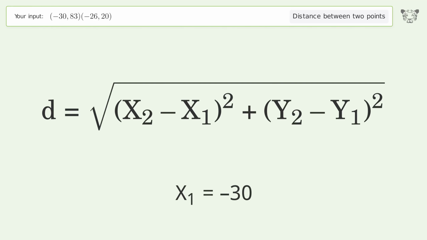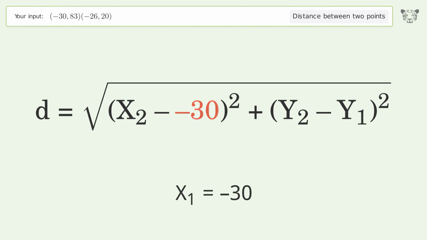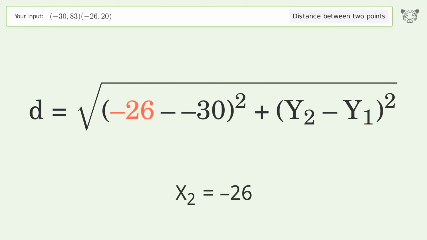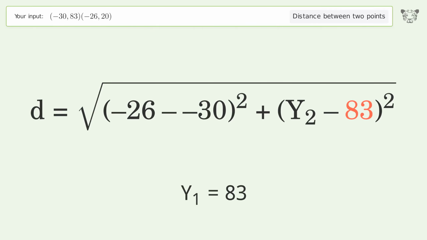x1 equals -30. x2 equals -26. y1 equals 83. y2 equals 20.